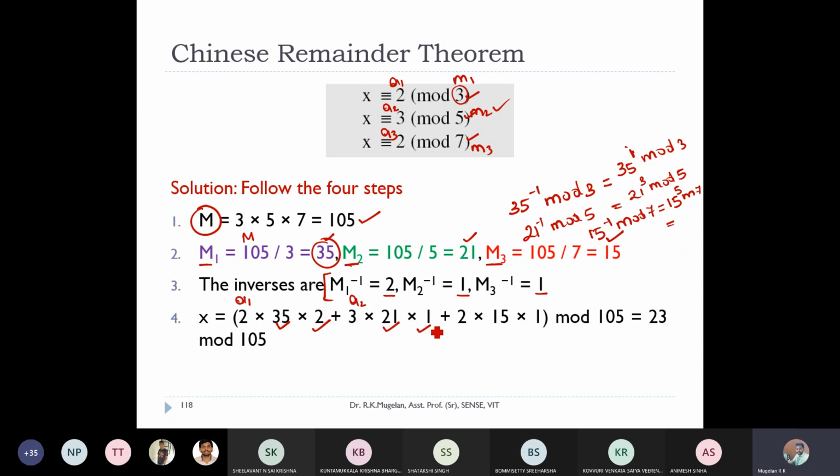Capital M2 inverse. This is a3. Right, capital M3 and the M3 inverse. And if we solve this one and take modulo 25, we'll end up with the answer 23 here.